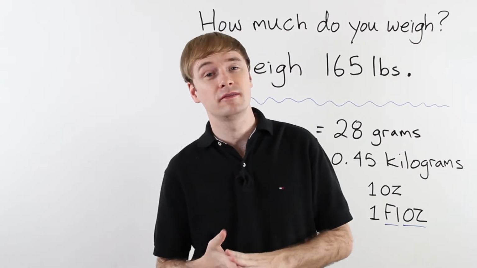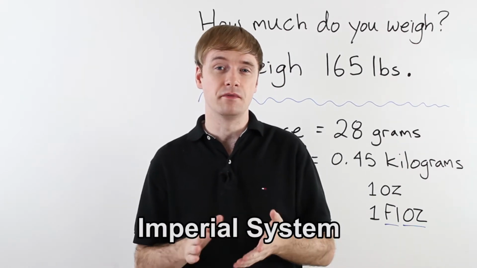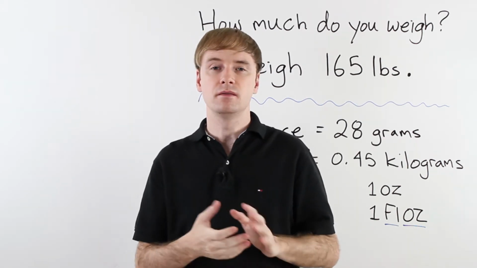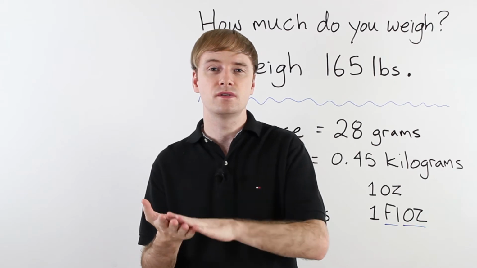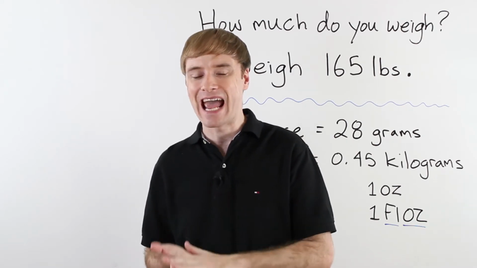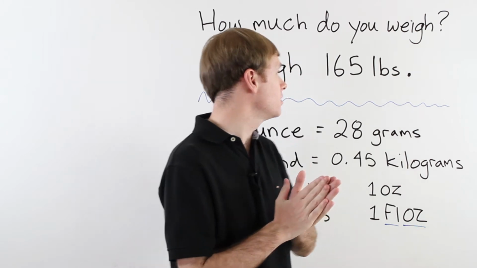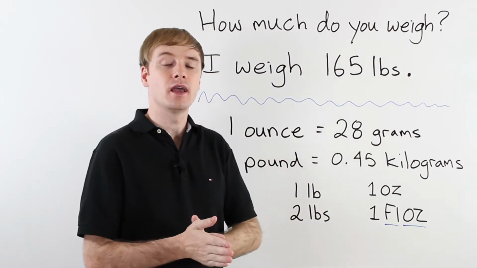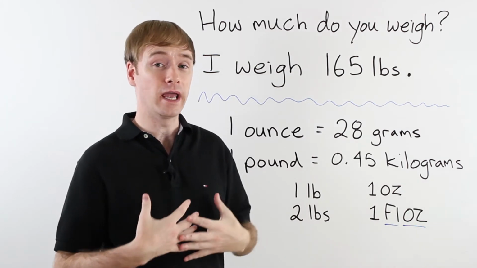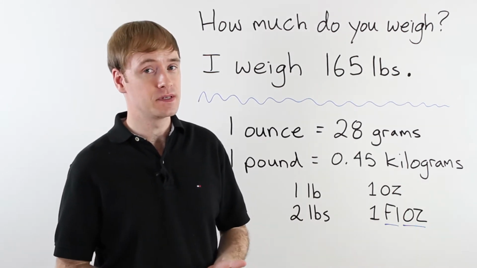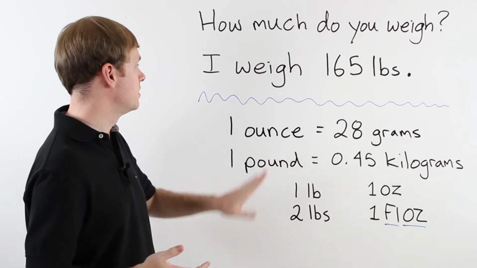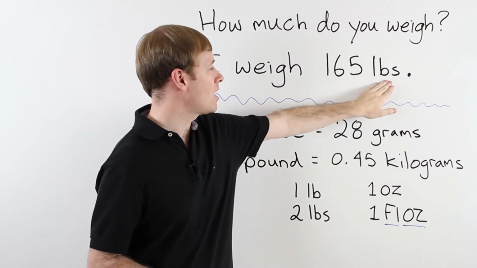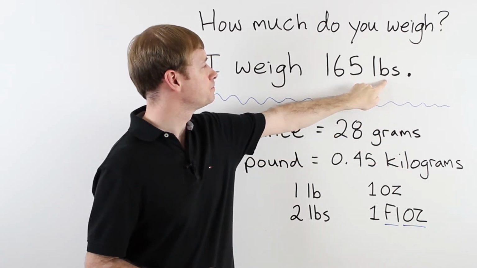Let's talk about the imperial system now. So remember, the metric system uses kilograms and grams. The imperial system is going to use ounces and pounds. Here's my question again: How much do you weigh? Before I said I weigh 75 kilograms. Well, in the imperial system, I weigh 165 pounds. This means pounds.